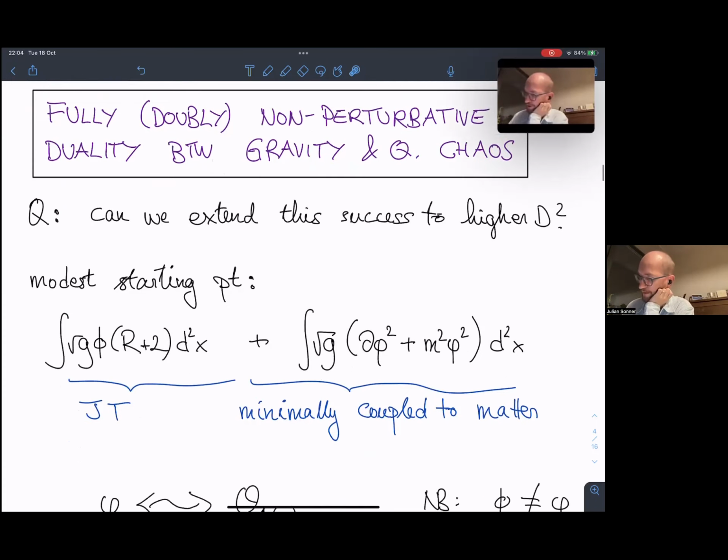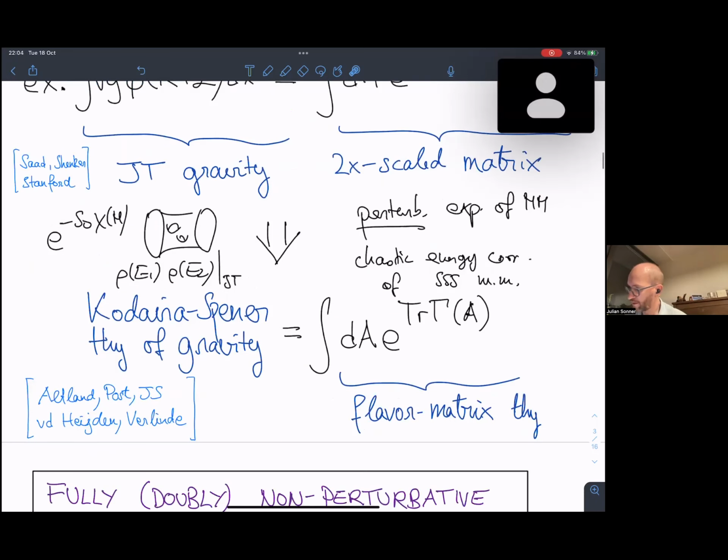So, question, Julian? Yeah, of course. I do not remember much about this Kodaira-Spencer theory, but I recall it was a string theory. Is that right? Yeah. But I mean, the spectrum of such a theory would look very different from JT, right?